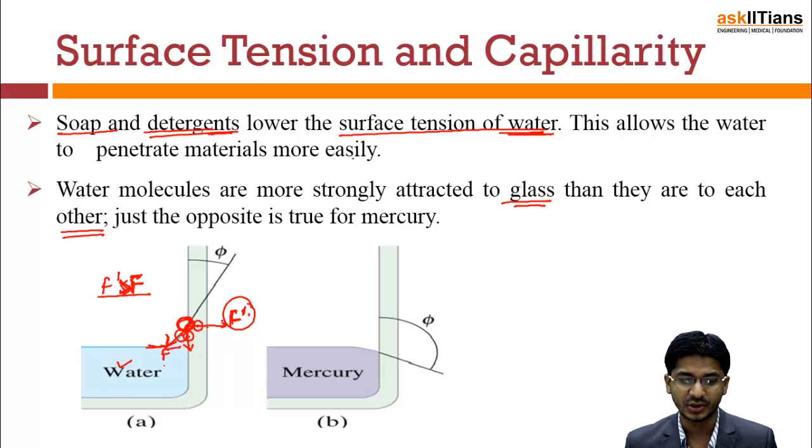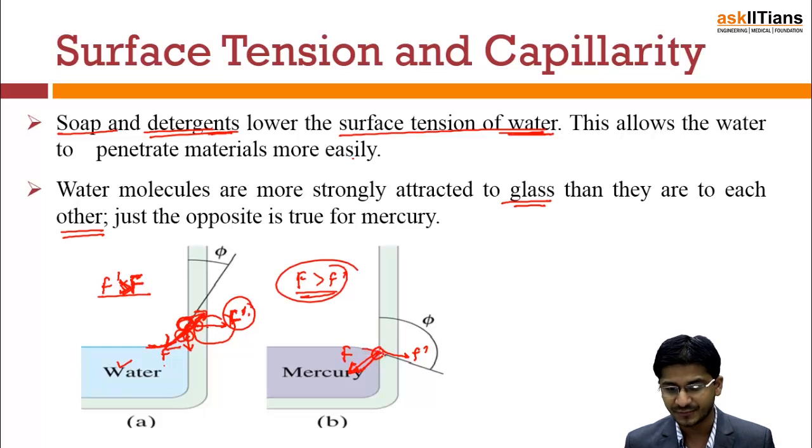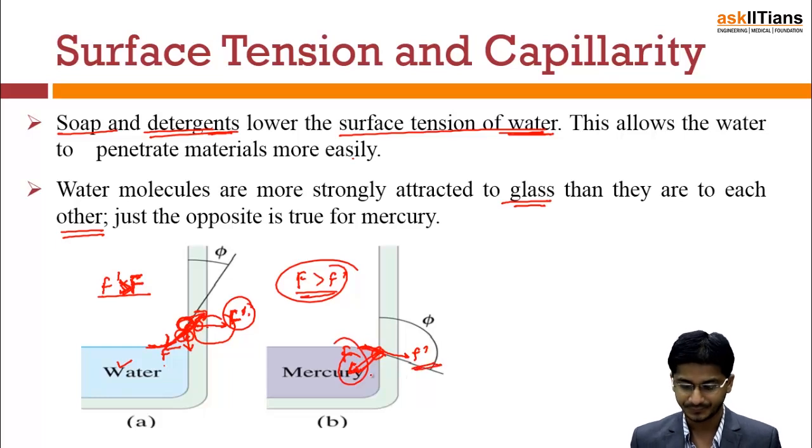What happens due to this? Because of this greater attraction, it tends to get pulled up. So what happens in mercury? In mercury, the force with which a mercury molecule is pulled in this direction by the other mercury molecules is greater. Now this force is F, and suppose the force of attraction by the glass is F dash. Here F is greater than F dash. So what happens? It tends to pull it down. So you can see the surface tends to come down. It tends to curve like this because this force F is greater than the F dash force.